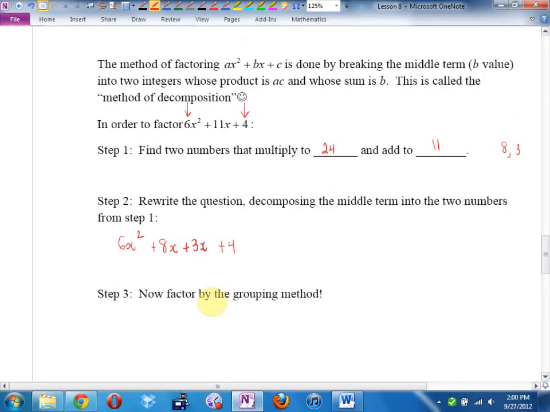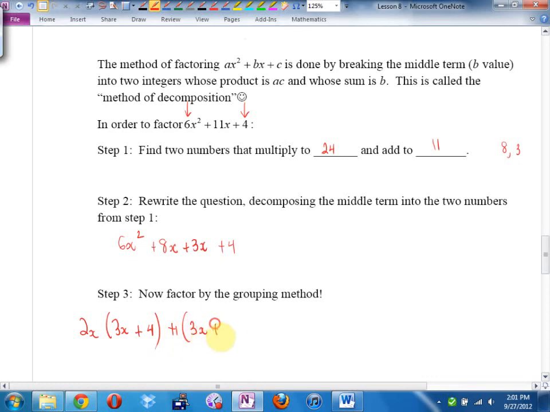We're going to cover up the last two terms. GCF out of the first two terms. Is there one? 2x. What's left behind? 3x plus 4. GCF out of the last two terms. There is one. It's the one we always forget about. Positive 1. What's left behind?